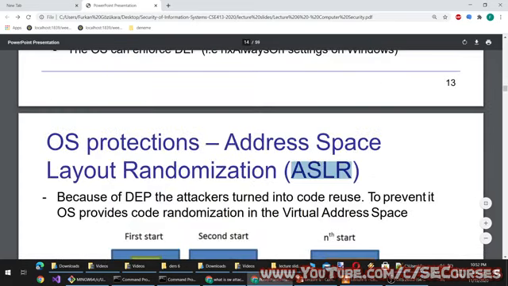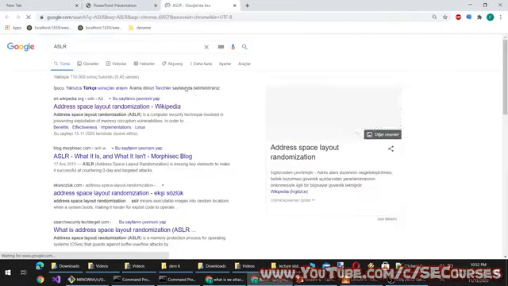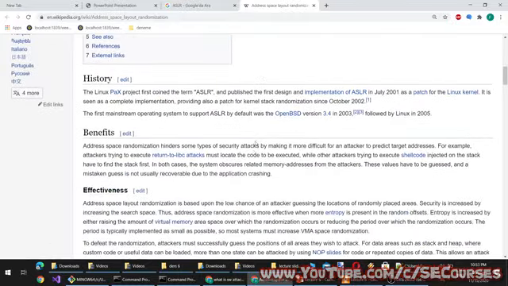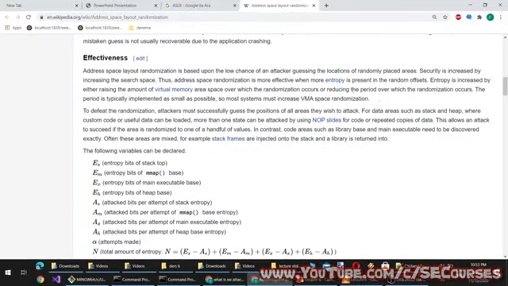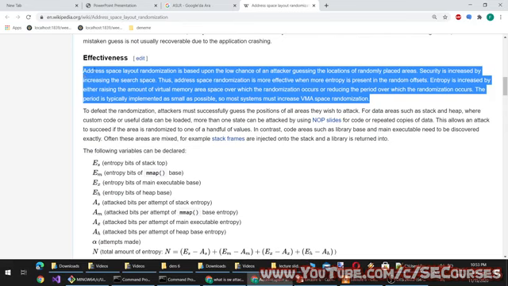Okay, let's have some more information related to ASLR. And we have already seen this. Okay, so about effectiveness, we didn't read it. Address space layout randomization is based upon the low chance of an attacker guessing the locations of randomly placed areas. Security is increased by increasing the search space. Thus, address space randomization is more effective when more entropy is present in the random offsets.